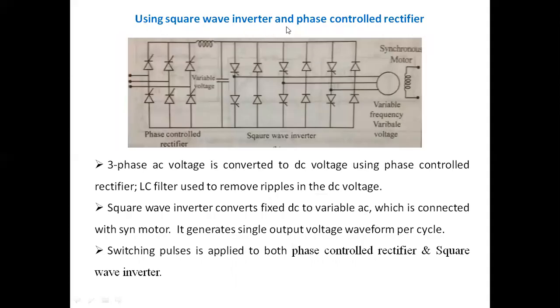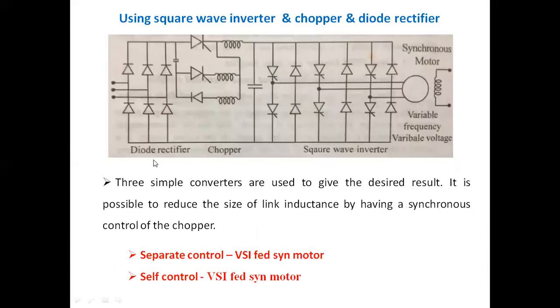Next one, using a square wave inverter and phase control rectifier. Three-phase AC is given to the phase control rectifier, which converts AC into DC. With the help of an LC filter, we remove the ripples present in the DC. The DC is connected to the square wave inverter, which converts fixed DC into variable AC. It's connected to the synchronous motor drive. The square wave inverter generates a single output voltage waveform per cycle. The switching pulses applied to both the phase control rectifier and square wave inverter are controlled with the help of external firing pulses.